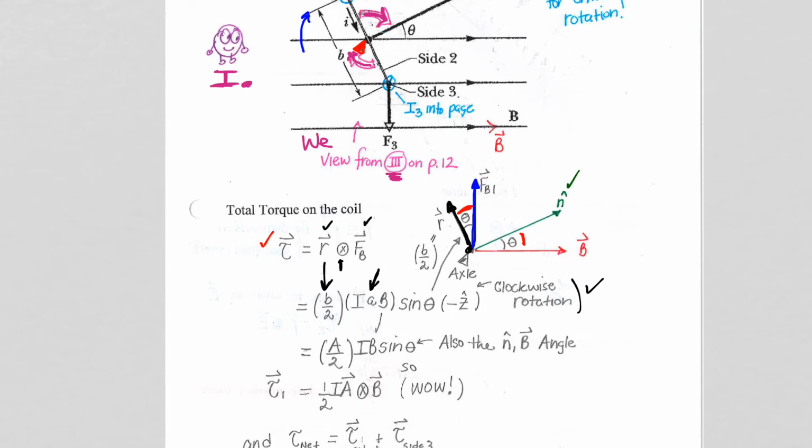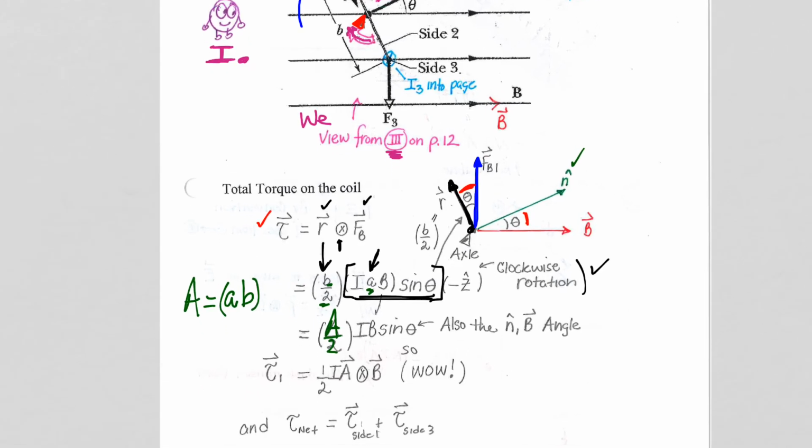So we have R is b/2, F is IL cross B, which is this. And we are going to note that the area A is given by little a times little b. That's the area. So we are going to replace little a and little b with the area of the coil, and we have a/2 in our equation because we have the R had a 2 on it, so that 2 stays. And look at what we get.